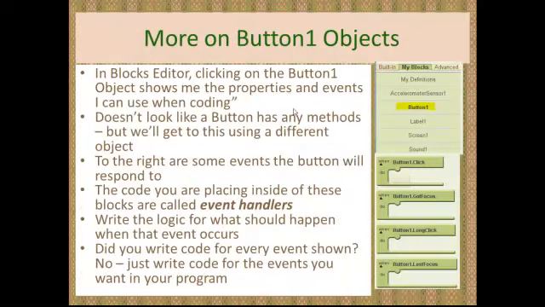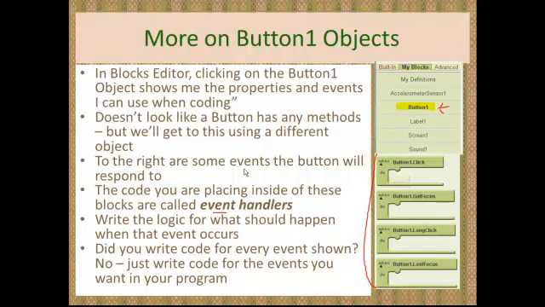In the blocks editor, clicking on button 1 shows me the properties and events I could use while coding. Let's talk a little bit more about that button 1 object that you added to Hello Per. So this is what you may see in the blocks editor. Recall that you had a My Blocks, and there is your button 1 object. Now when you click on the button 1 object, the blocks editor is showing you, in this example, some of the events that you can respond to for this particular button 1 object.